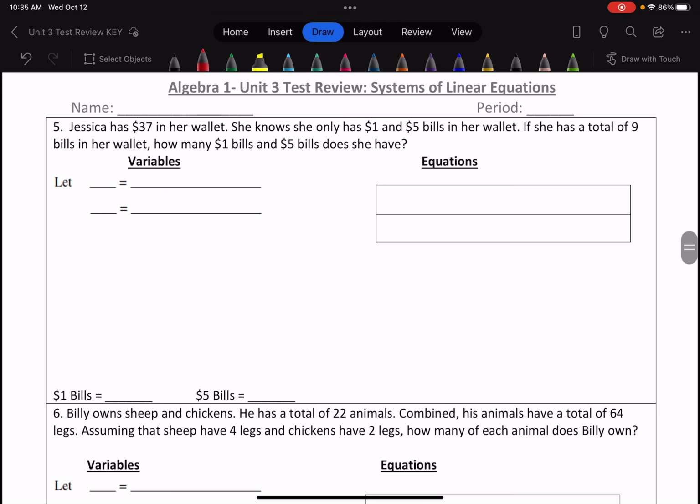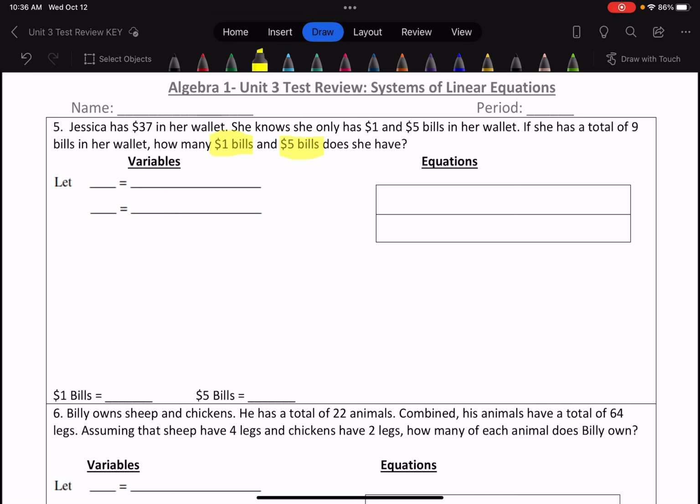All right, let's move on to some real life applications. So we're going to look at question 5 on our Unit 3 test review. It says Jessica has $37 in her wallet. She knows she only has $1 bills and $5 bills in her wallet. If she has a total of 9 bills in her wallet, how many $1 bills and $5 bills does she have? So I've got to isolate my two unknowns. And in this case, that's going to be my $1 and $5 bills. I know she has some bills in her wallet, and I know how much money she actually has in her wallet. I just want to know how many of each type of bill she has.